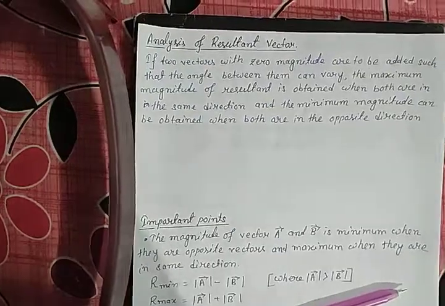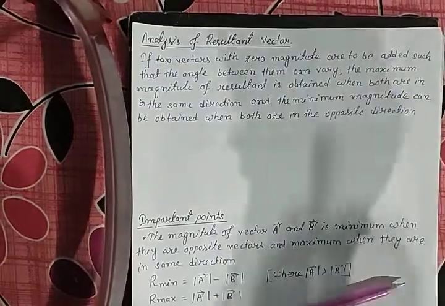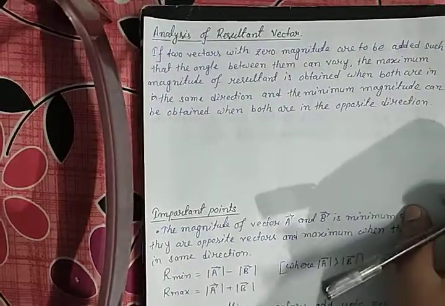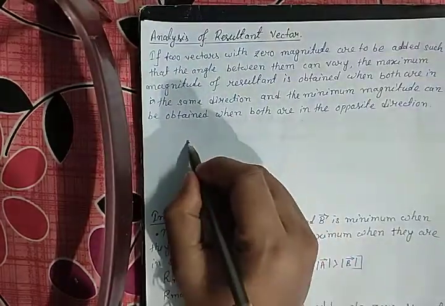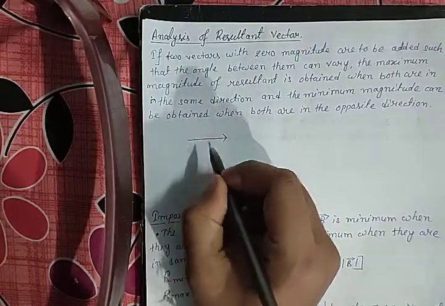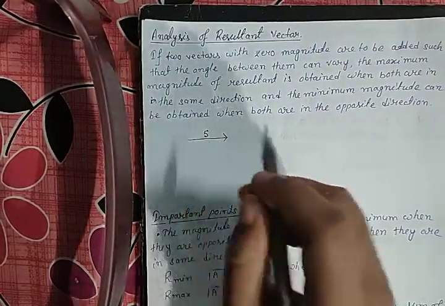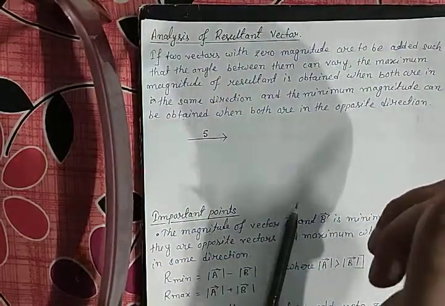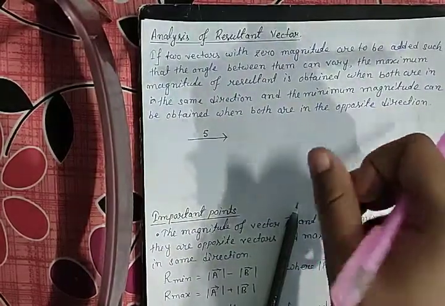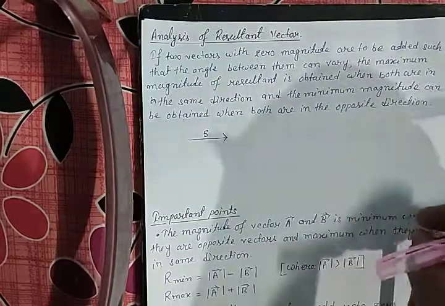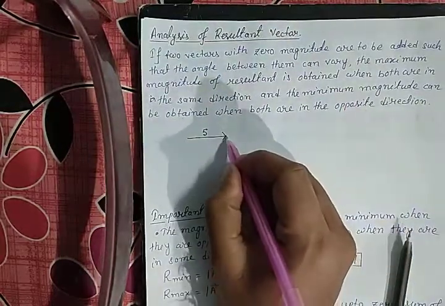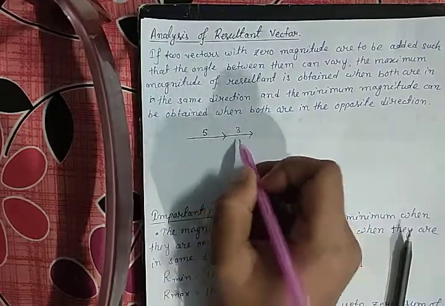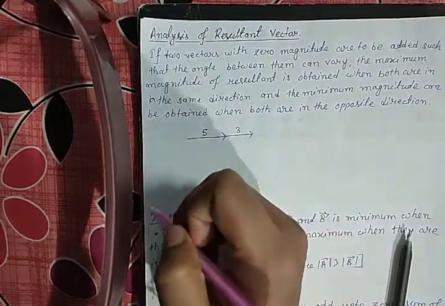Our next topic is the analysis of the resultant vector. Suppose you have two vectors a and b. The magnitude of vector a is 5 and the magnitude of vector b is 3. When will their resultant be maximum? Obviously, their resultant will be maximum when they are in the same direction. If 5 and 3 are in the same direction, then the resultant will be added up: 5 plus 3 is equal to 8.